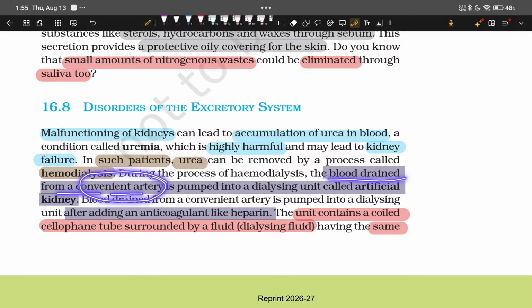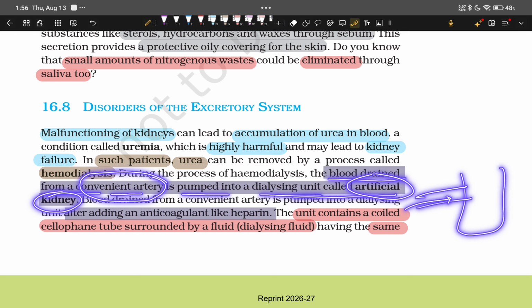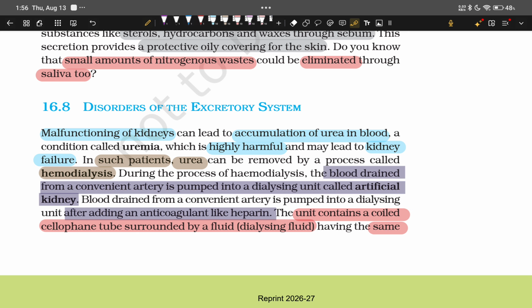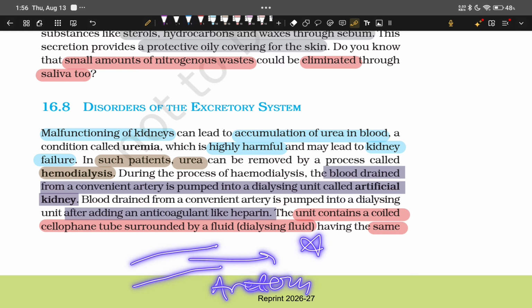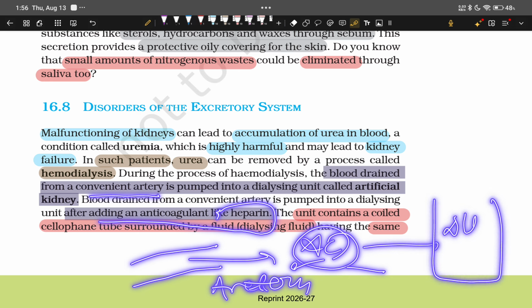Now during the process of hemodialysis, blood is first of all drained from an artery, and it's pumped into the dialysing unit, which is called an artificial kidney. So we take the blood from a convenient artery and pump it into the dialysing unit. But it is done only after adding an anticoagulant like heparin. So first we take the blood from the artery, then we add the anticoagulant like heparin, and then we pump it to the dialysing unit.